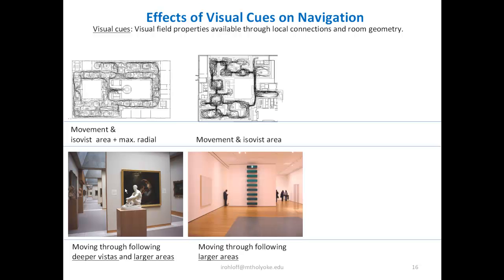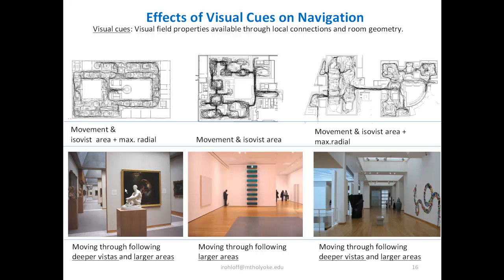On the other hand, in MoMA, again, larger areas, represented by a higher level of isovist areas, attract visitors, and in the High Museum of Art, again, isovist area and maximum radial, in other words, seeing deeper vistas and larger areas, attract people's movement. People move through those spaces as they see deeper vistas and larger areas.